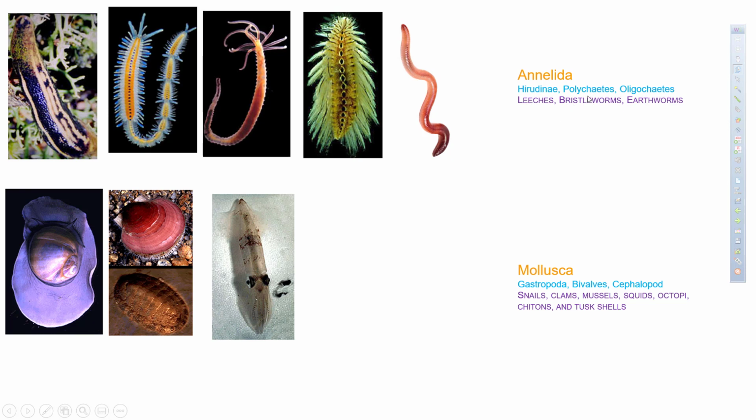The polychaetes include many, many different worms. These are worms you find in the ocean. Mollusks are so different. Snails and squid belong to the same phylum. They're all mollusks.